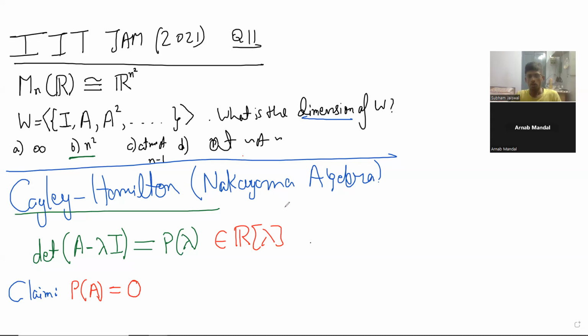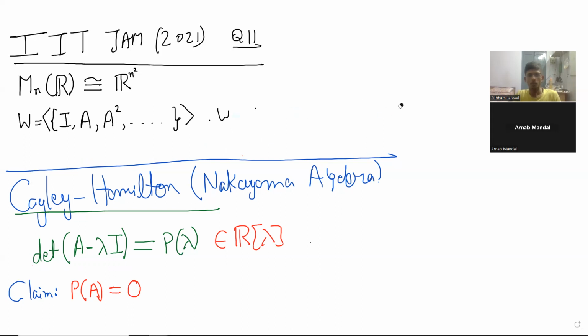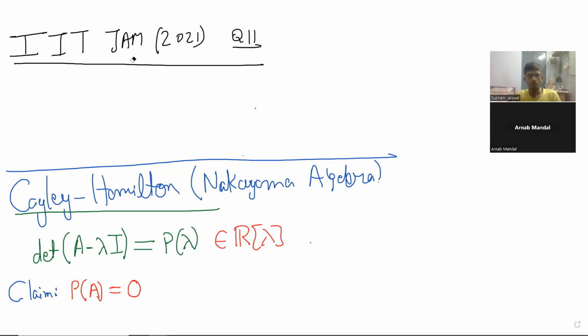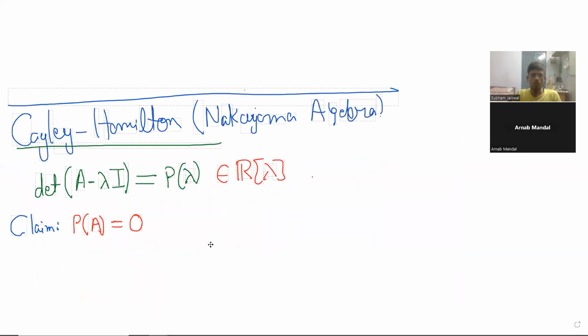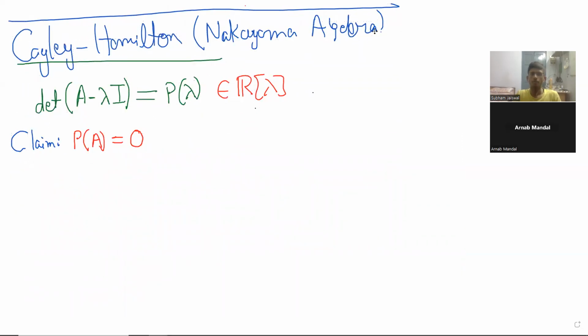But how are we using this in this question? You will understand that yourself. First, let's understand more serious stuff. That will become obvious. First, let's think about why this is true. That you will figure out. Just ask yourself what is the degree of this polynomial. So you understand the statement, right? This is the Cayley-Hamilton theorem.